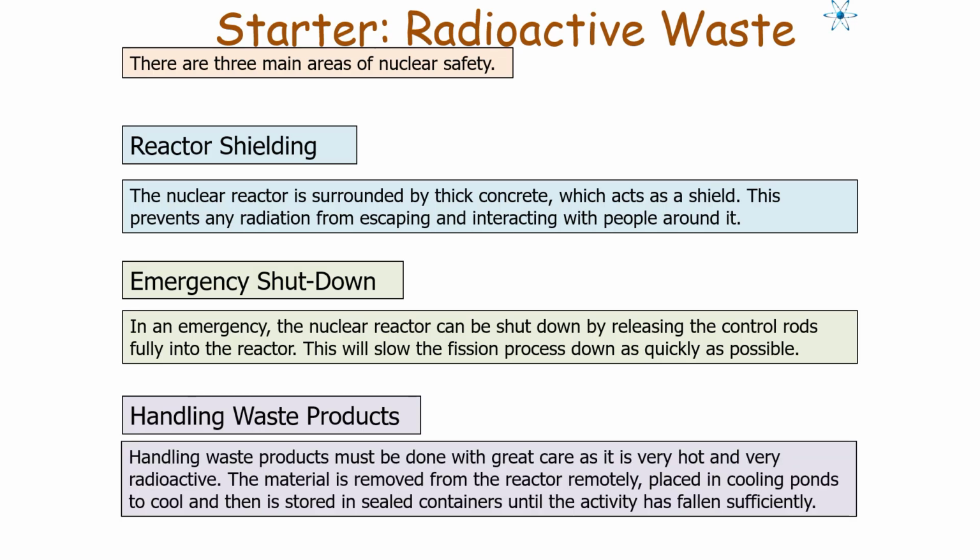And finally, you've got handling waste products. You've got to handle the waste products with great care because it's very hot and very radioactive. So the material is removed from the reactor remotely, placed into cooling ponds to cool, and then is stored in sealed containers until the activity has fallen sufficiently.